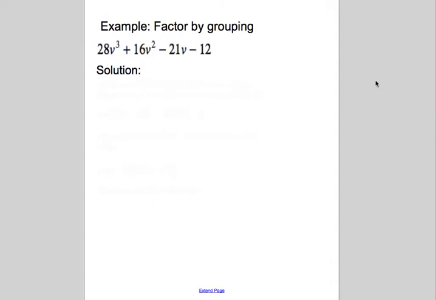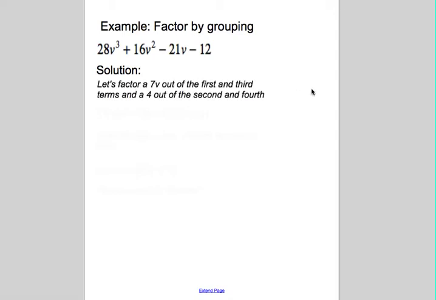So, example 1, factor by grouping. For my solution, let's factor out a 7v from the first and third terms. And then we'll factor a 4 out of the second and fourth. Now, why did I choose 7v and 4? It was simply because this was the most simple way for me to include factors from all four terms. Let's see what happens.